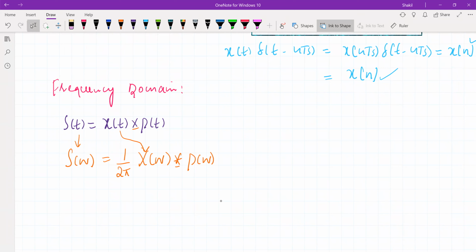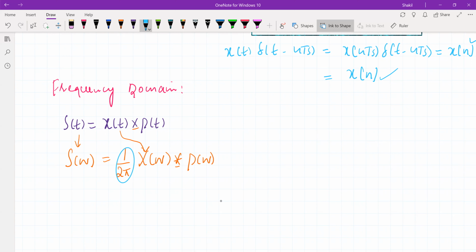So when you multiply x of t with p of t, it means you are convolving the signals in the frequency domain. What's this 1 by 2 pi? It is simply a scaling constant. It has nothing to do with the convolution operation. It is simply a scaling there, because we are using omega as the unit. That's why the scaling factor is there.